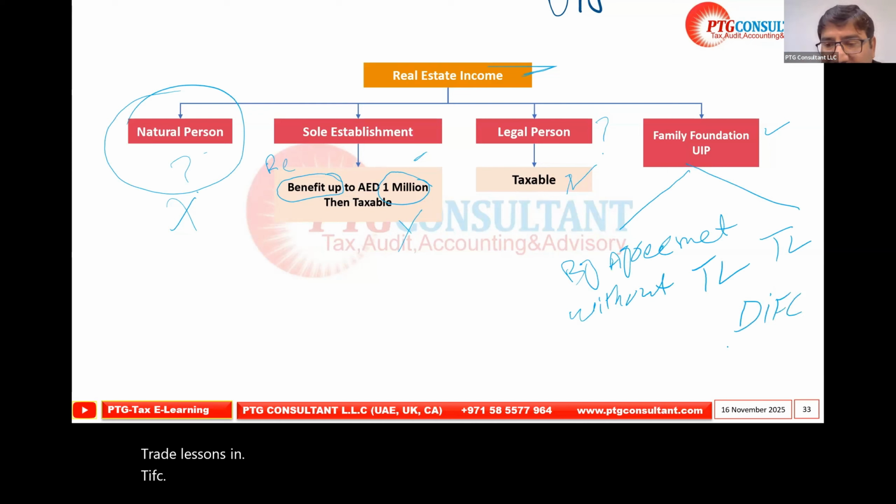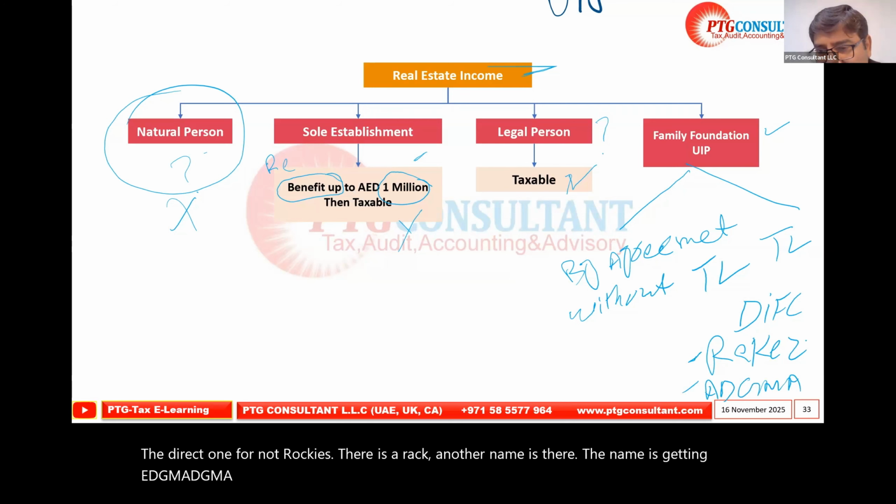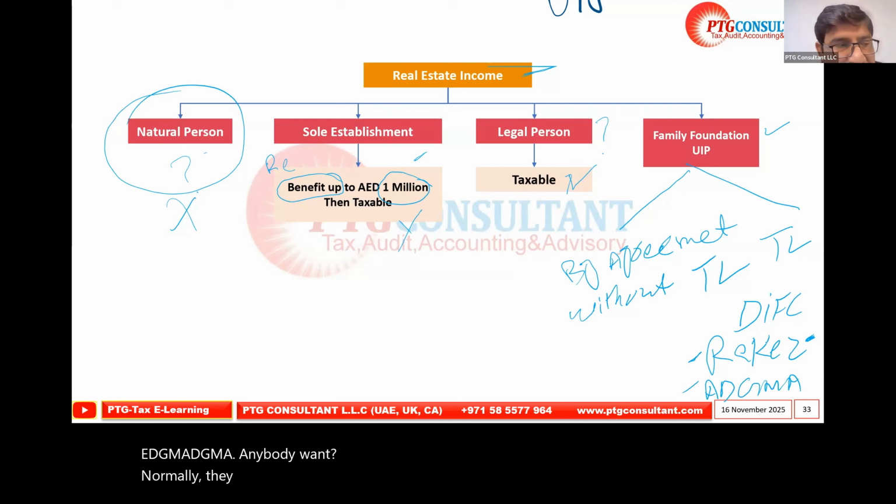There is RAK. Another name is there, ADGM. Normally, RAK has two free zones, RAK ICC.